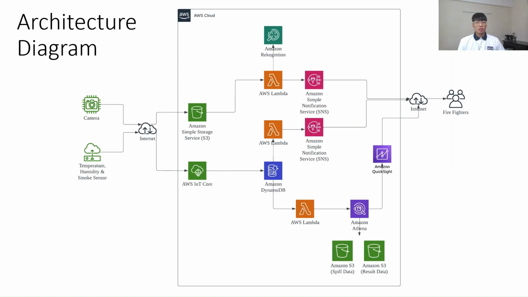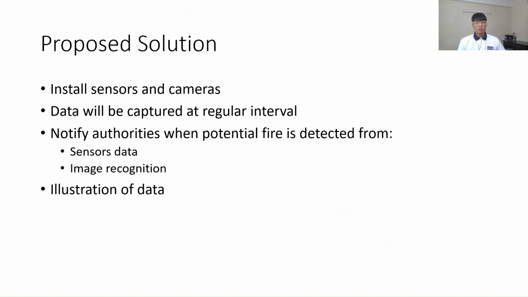This is the architecture diagram and it consists of a few AWS services such as S3, IoT Core, EC2, Amazon Rekognition, Lambda, SNS, DynamoDB, Amazon Athena, and also QuickSight.